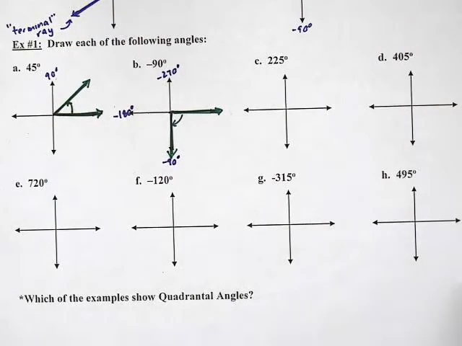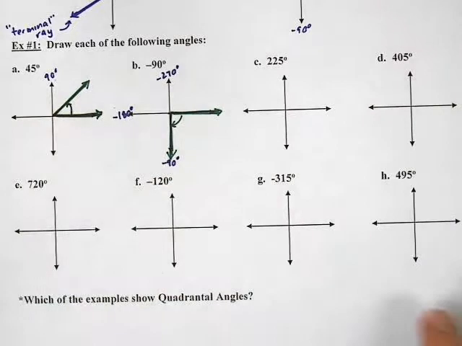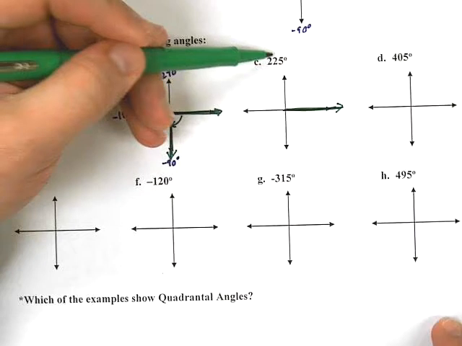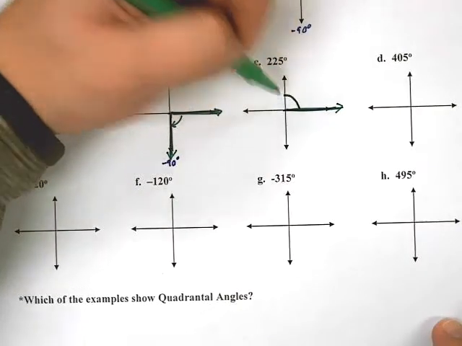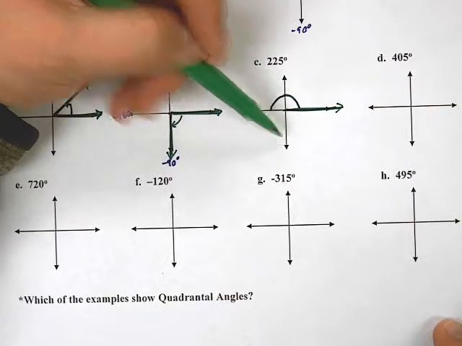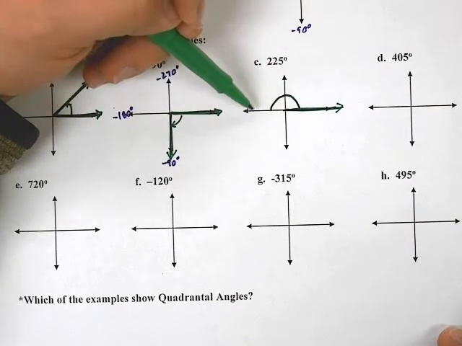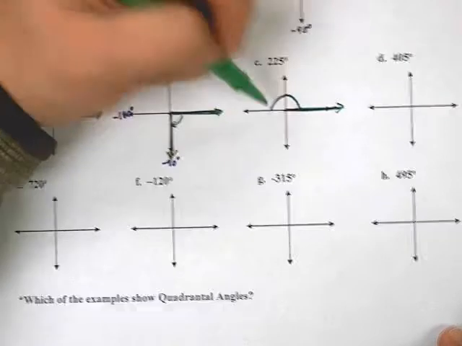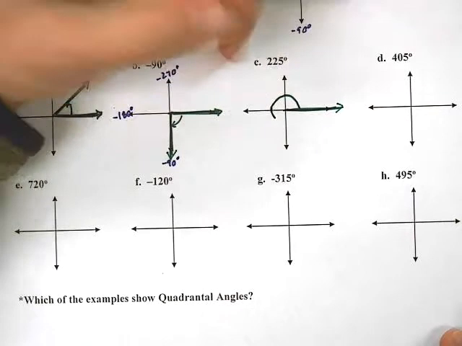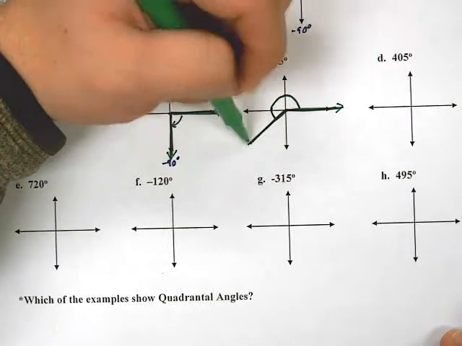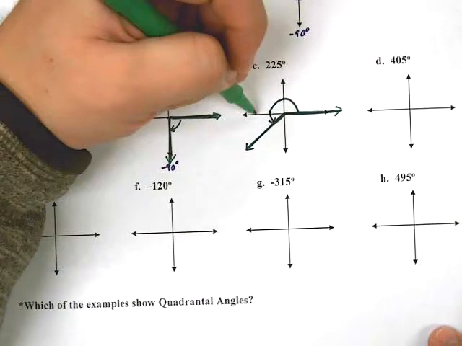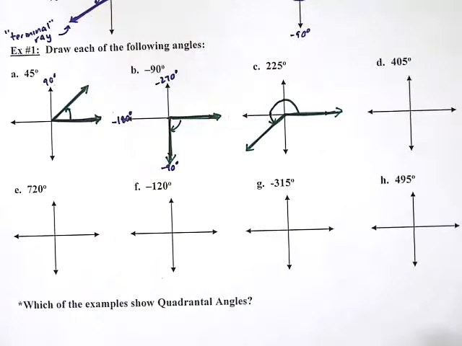On this next one, 225, let's see, go straight out to the right. And then 225. Well, I know I have to go 90, 180, and then let's think about this. 225 is between 180 and 270, and it's actually exactly halfway between, right? Because it's 45 more than 180. Perfect. So this is going to go halfway in between the x-axis and the y-axis here. So we're down here in quadrant 3.